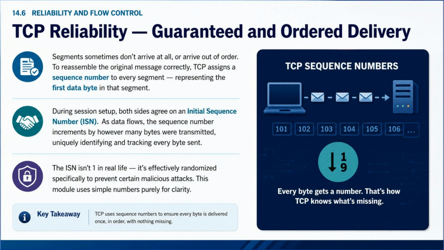During setup, both sides agree on an initial sequence number, ISN. As data flows, the sequence number increments by the byte count transmitted. Real ISNs are randomized specifically to prevent certain attacks. This course uses simple numbers purely for clarity.